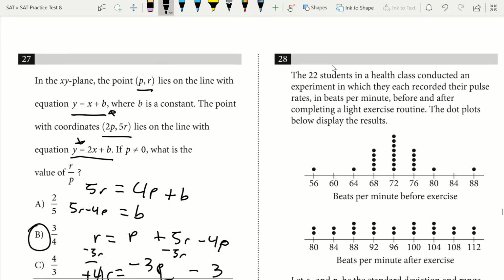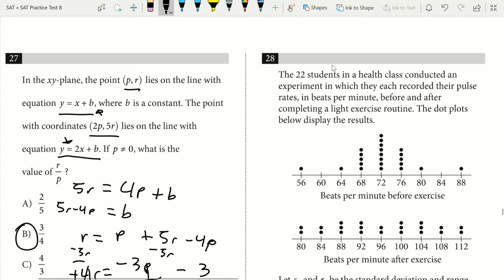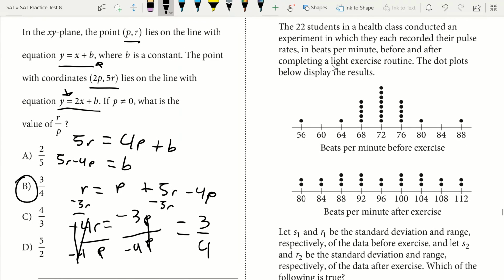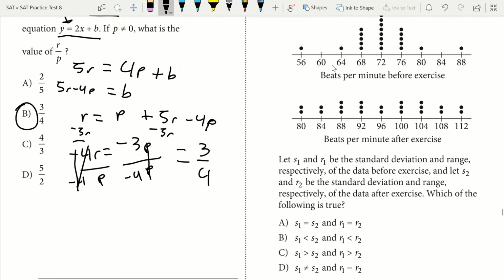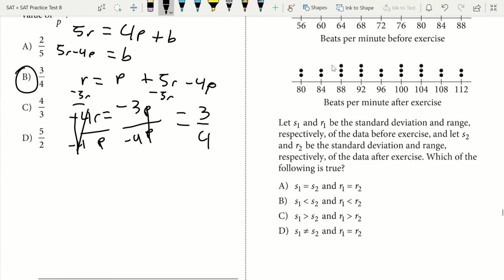Alright, question 28. The 22 students in a health class conducted an experiment in which they recorded their pulse rates in beats per minute before and after completing a light exercise routine. The dot plots below display the results. Let S1 and R1 be the standard deviation and range, respectively, of the data before exercise. Let S2 and R2 be the standard deviation and range, respectively, of the data after exercise. Which of the following is true?